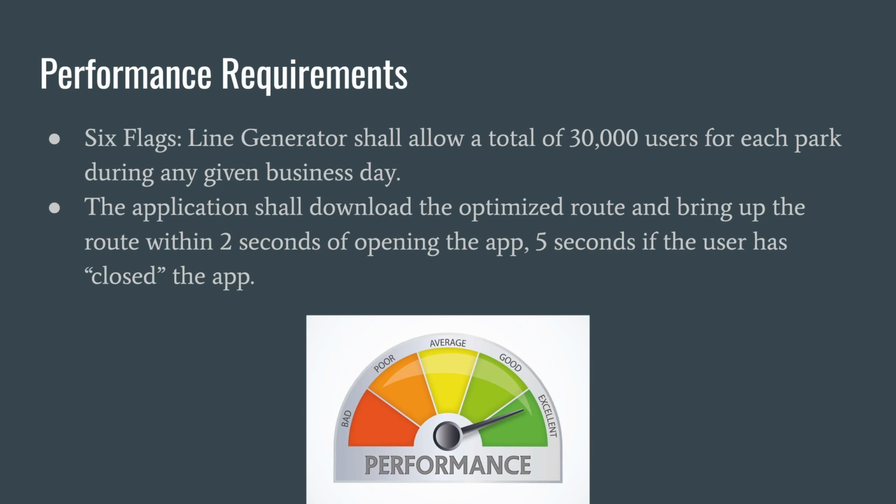So for performance requirements, the Six Flags line generator will allow a total of 30,000 users for each park during any given business day. The application will download the optimized route and bring the route within 2 seconds of opening the app, 5 seconds if the user has closed the app. Next.